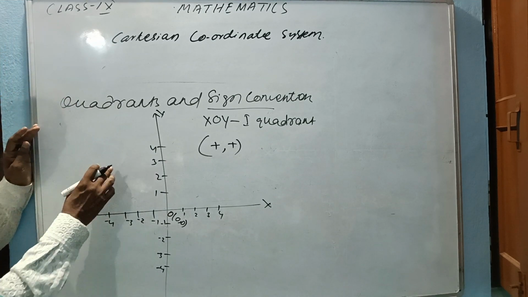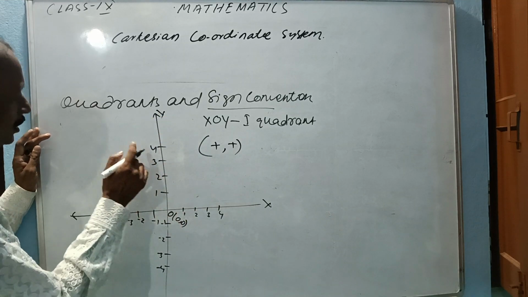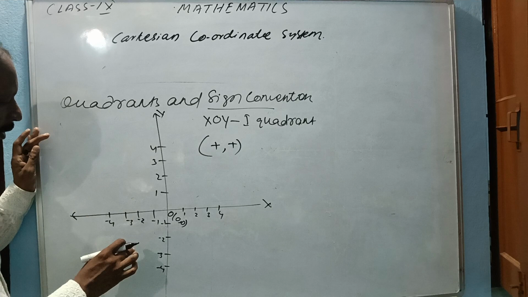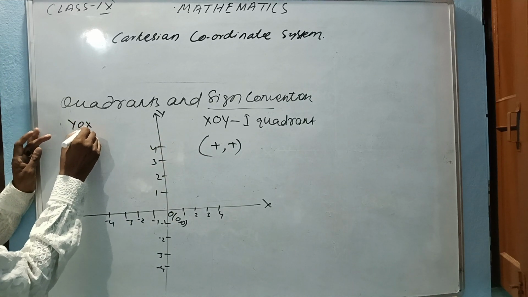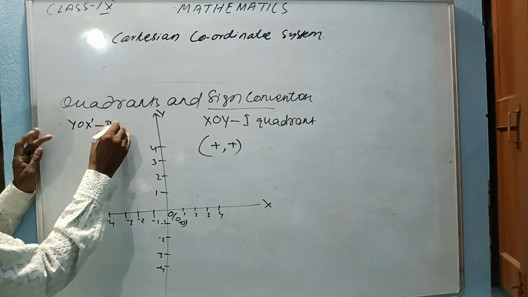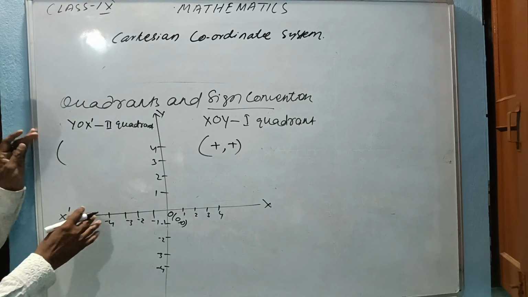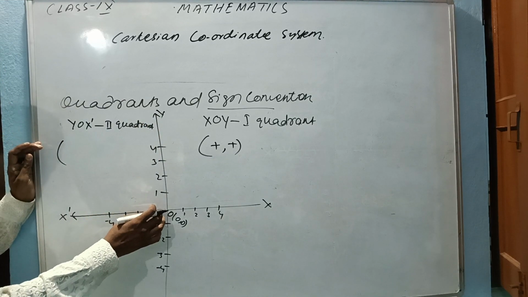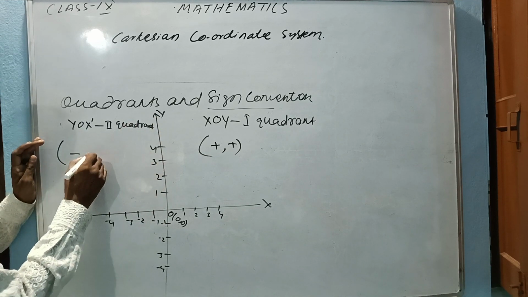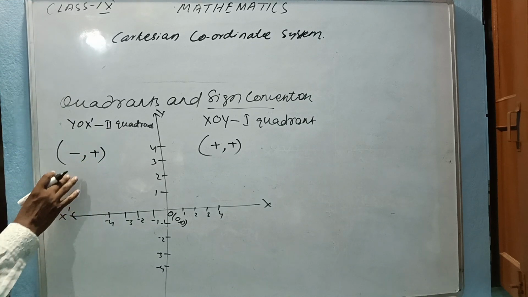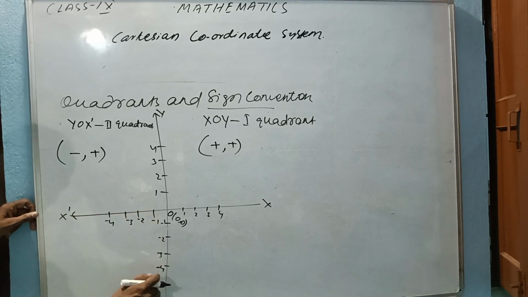Let us see the second quadrant. We will move anti-clockwise. So this is x o y. Now y o x dash. This is the second quadrant. In the second quadrant, the sign convention for the x-axis: this is the negative x-axis, that means negative. And this is the positive y-axis. So this one will be minus, plus.